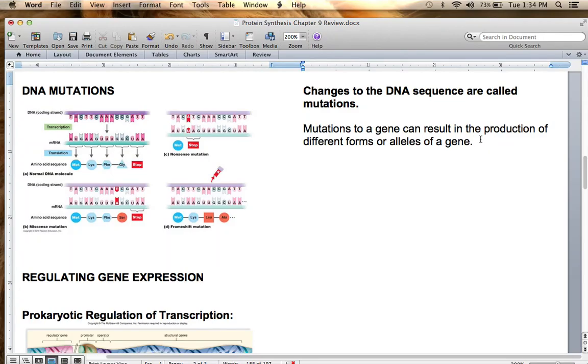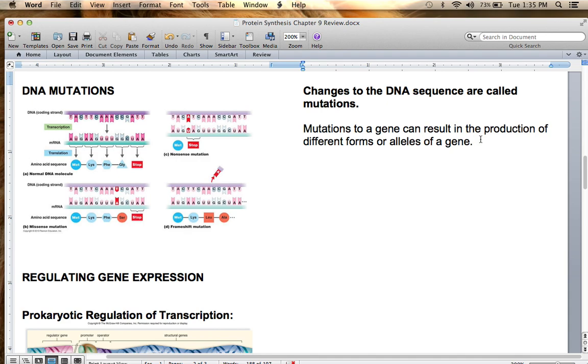Changes to a DNA sequence are called mutations of that sequence, so DNA mutations. And that can have several different possible effects on the organism. If it changes the order of the codons that are produced in the messenger RNA, then it can actually result in the production of a different protein, or a protein that doesn't do what it's supposed to do, or kind of a different allele or form of that gene.